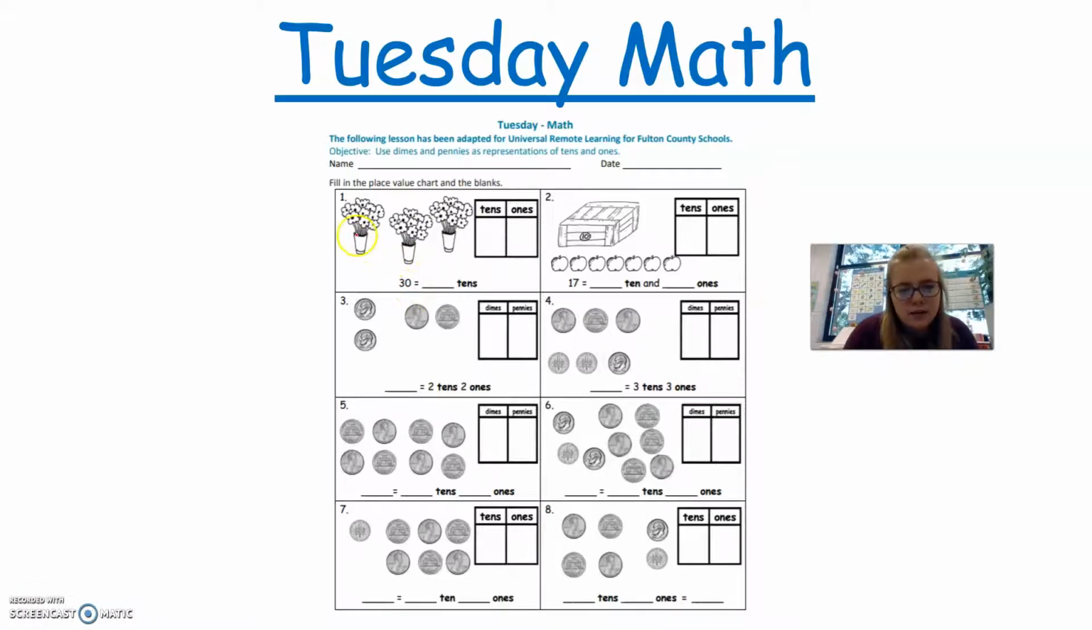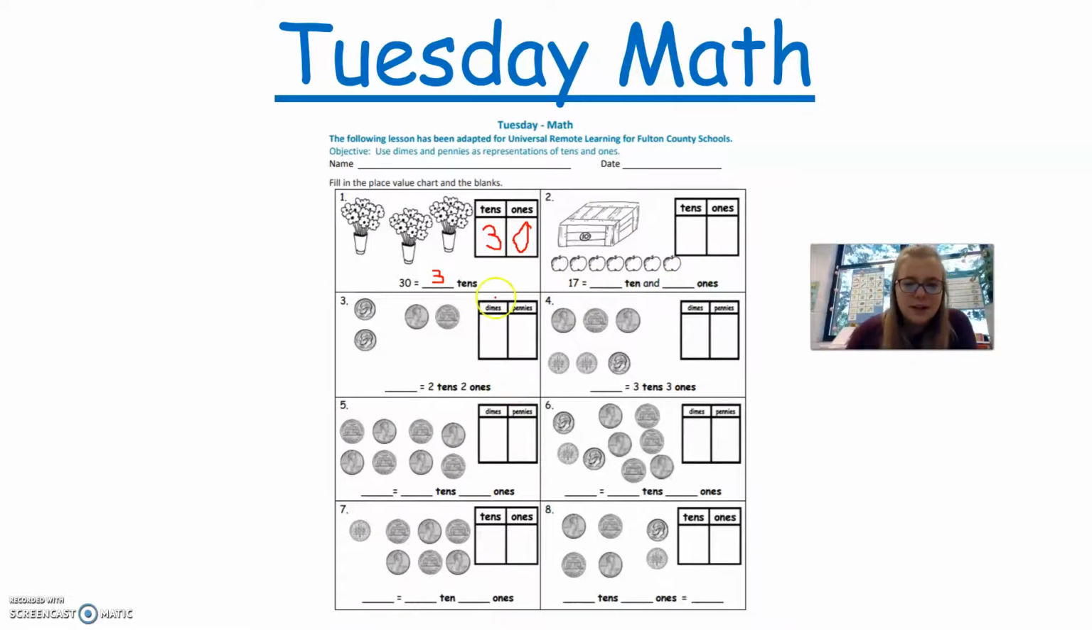Alright, let's do this one. 30. So let's look. Each one of these is worth 10, so these are bundles of 10. How many 10s do I have? 3 10s. Do I have any ones? Nope. No ones. So 3 10s is 3 10s and 0 ones. That's the number 30. Okay, so I can count by 10s and check. 10, 20, 30. So 30 equals 3 10s. Good job. This is our 10 and these are our 1s. Okay, so I think you can do that one by yourself.